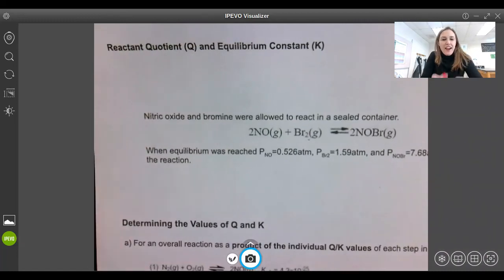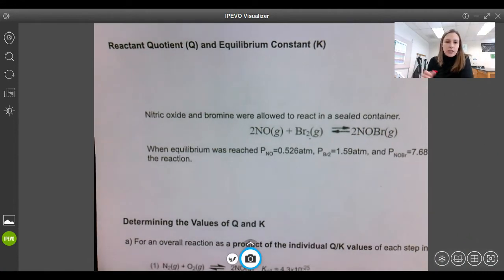Hi guys. I just wanted to go over the different topics involving the reactant quotient and the equilibrium constant that we covered yesterday and today, and give you a chance to look back over this before you go through the homework, before I see you again.